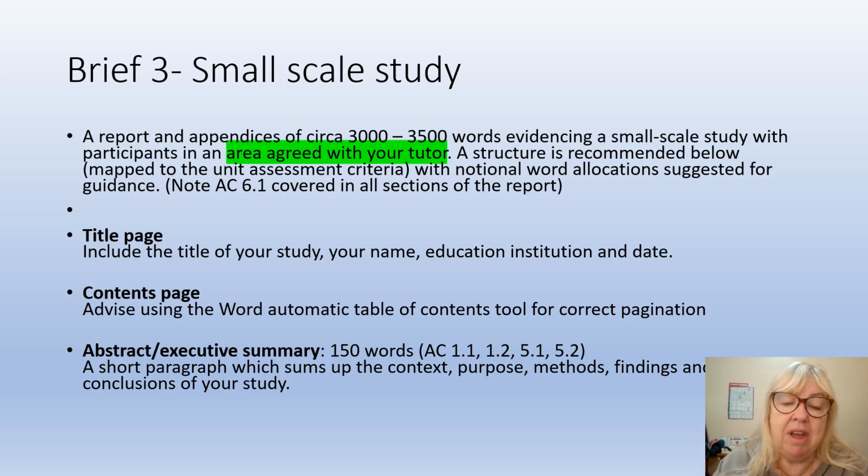A little abstract executive summary, about 150 words, just summing up what you're doing, why you're doing it, what sort of methods you're going to use, and the findings. So you often go back and write the abstract afterwards because you might not have done all your research, what your conclusions are.